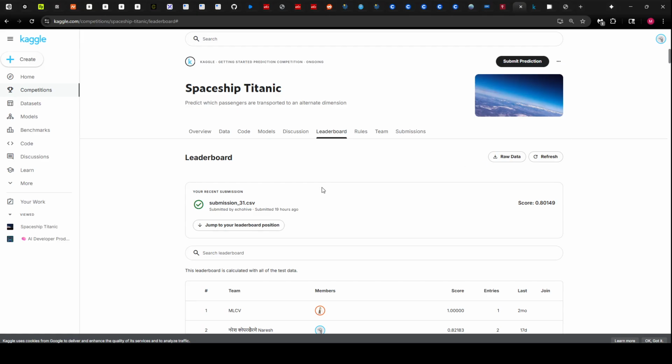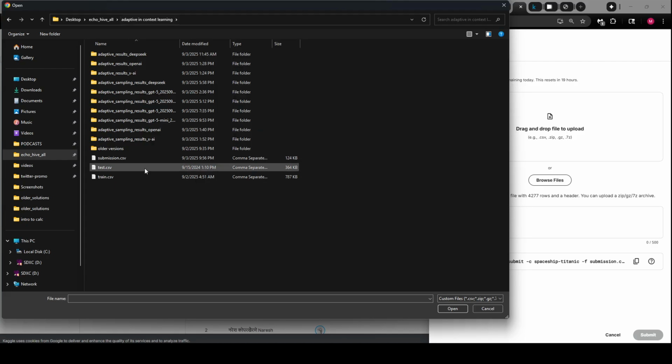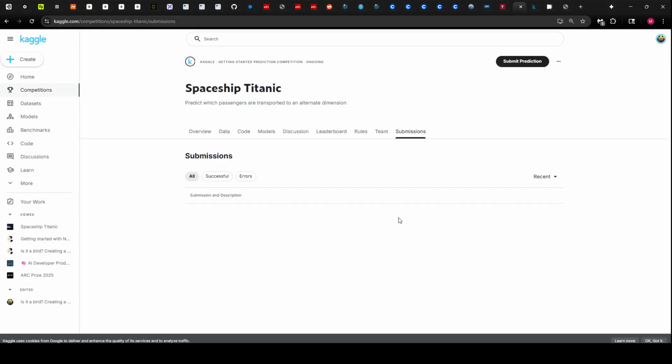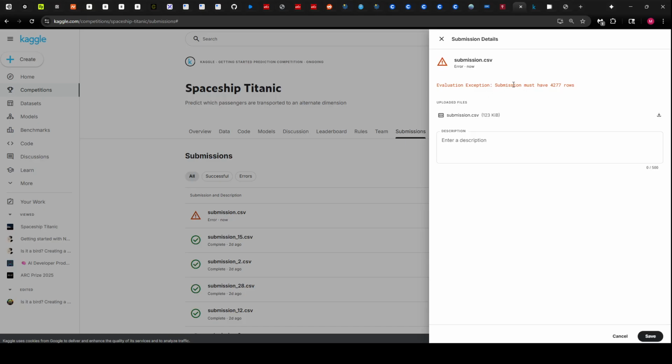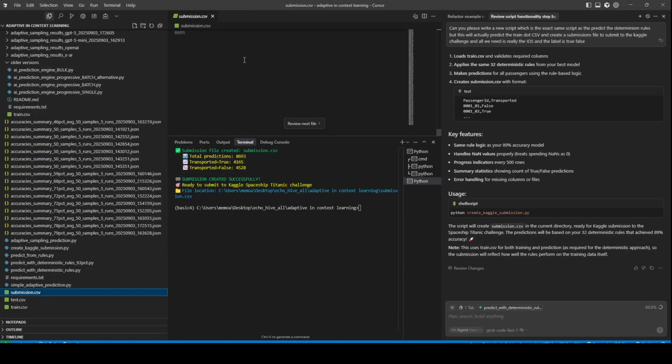to this challenge. Okay, I'm at Spaceship Titanic. I'm going to submit, browse to my folder, click on submission, open it, and now submit, and we'll be able to see what. Oh, we got an error. 4,277 rows. Okay, it actually predicted train.csv. Okay, that's an easy fix.